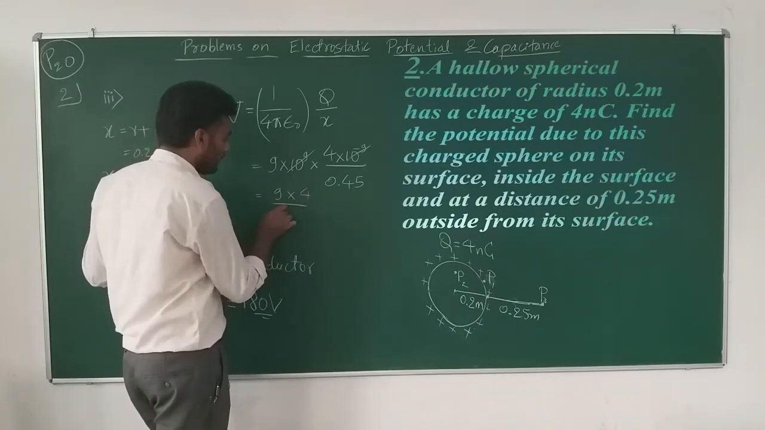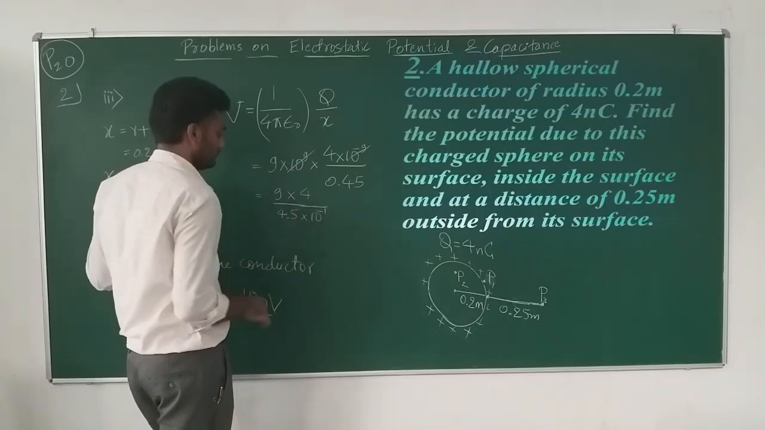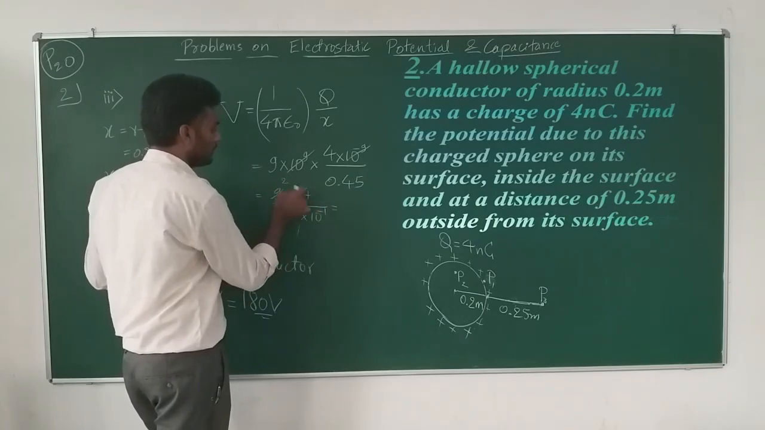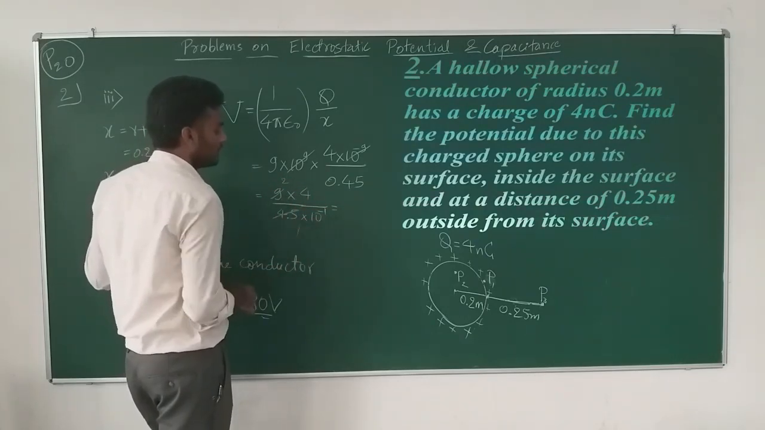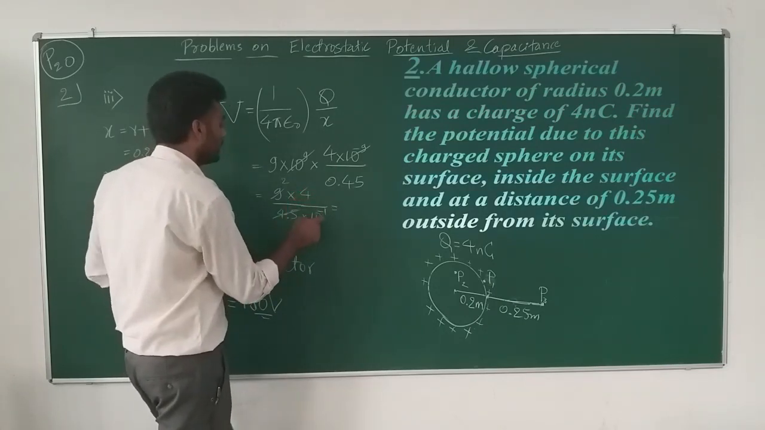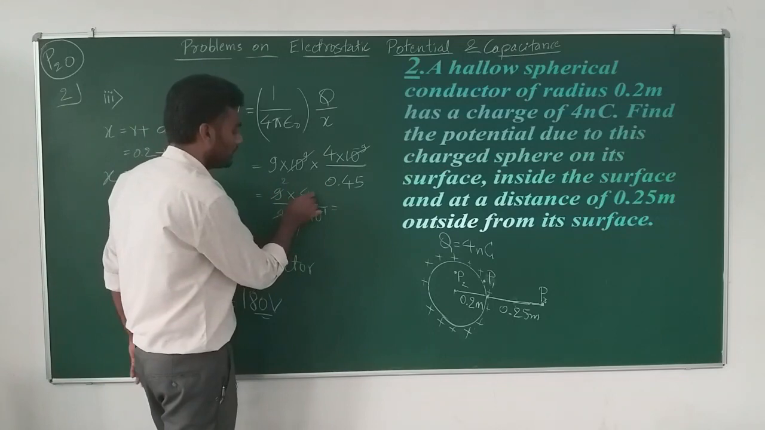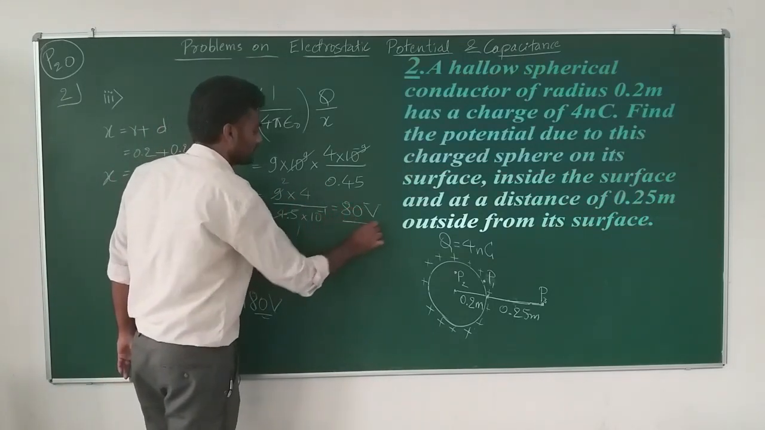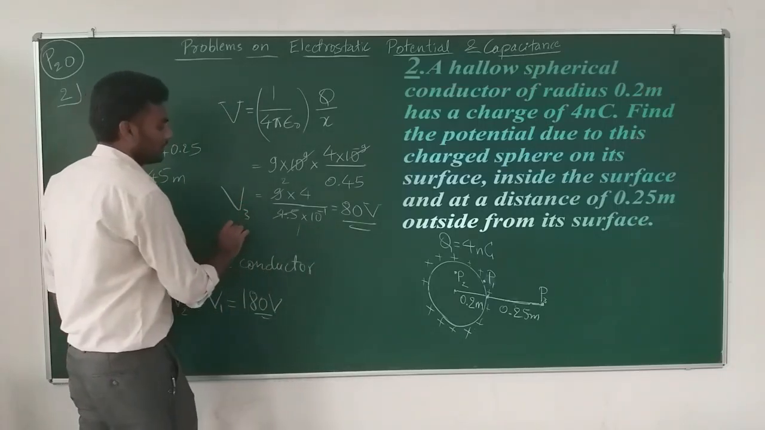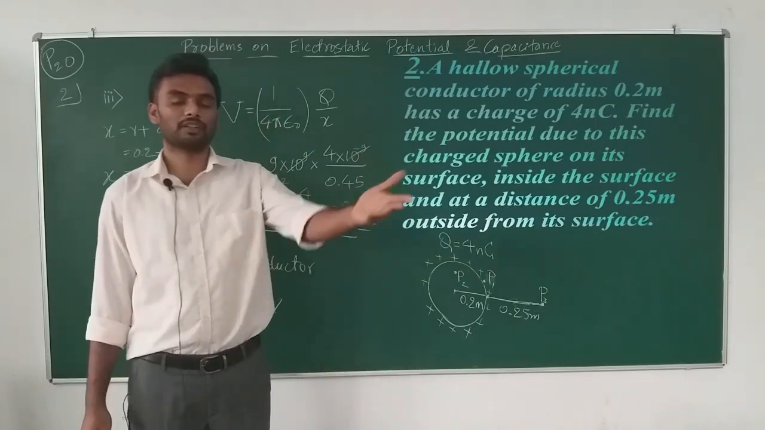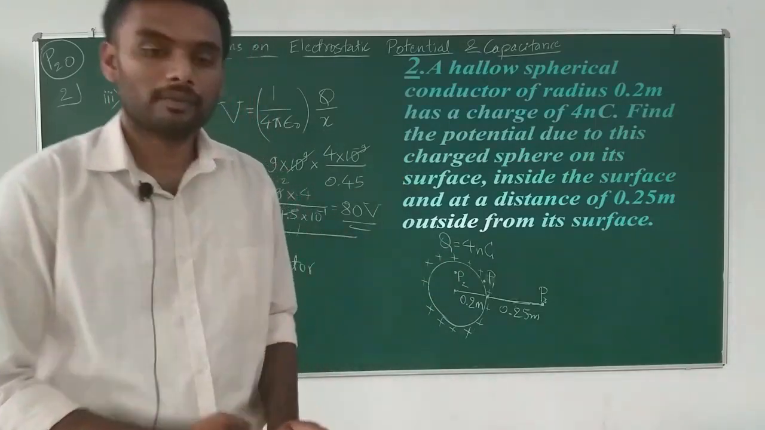I can write 0.45 as 4.5 into 10 to the power of minus 1, right. So that makes 2 4s are 8, 8 by 10 to the power of minus 1 comes to the numerator, becomes plus 1. So 2 4s are 8 into 10, which is 80 volt, okay. So this is the potential at point P3 outside the surface, clear, right.